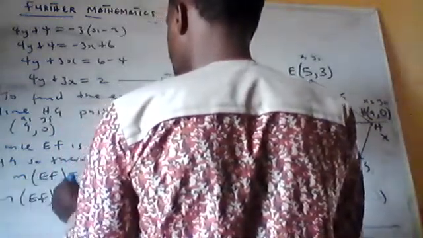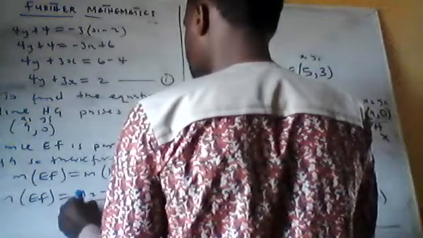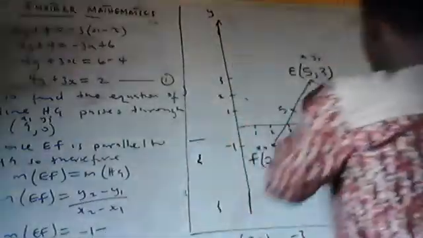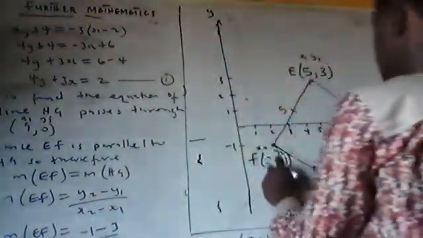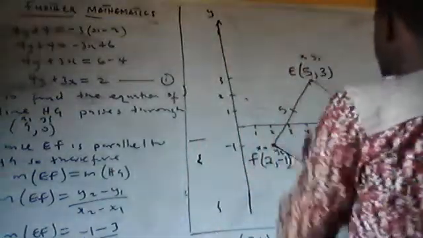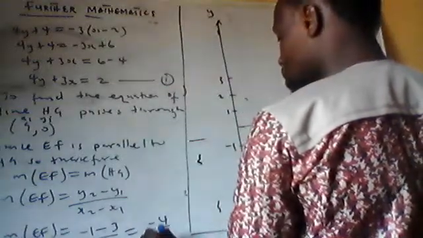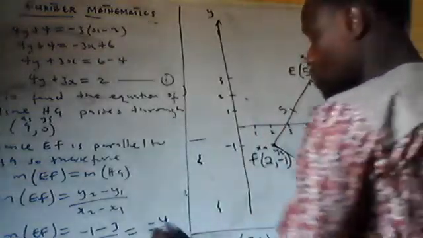So the gradient of EF will now be equal to, let's say, the formula y2 minus y1 all over x2 minus x1. Good. Then the gradient of EF will now be, because what is y2 now? Look at this. This is our y2, minus 1. What is y1? 3, all over x2, which is what? 2. Minus x1, which is what? 5. Minus 1 minus 3 gives us minus 4, all over 2 minus 5 gives us what? Minus 3. So minus cancels minus. So the gradient of EF is equal to 4 all over 3.